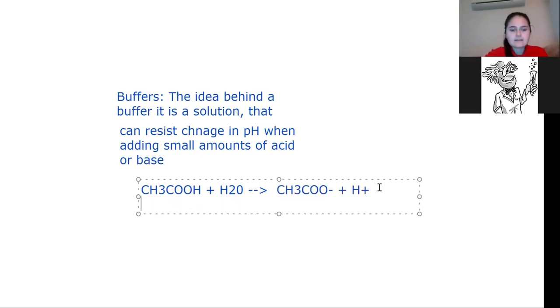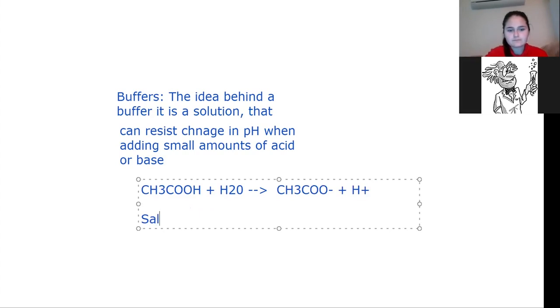So the idea of a buffer is you need a salt. And a salt for this situation would be this one. Do you know what that is? So it's your salt. So your buffer is the salt, is it? No, you're adding salt to the buffer. Because you're going to get two products from that salt. You're going to get sodium ions, which you don't really care about, and you're also going to get the CH3COO minus.